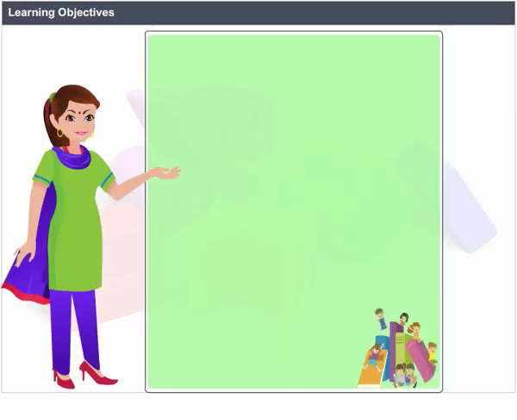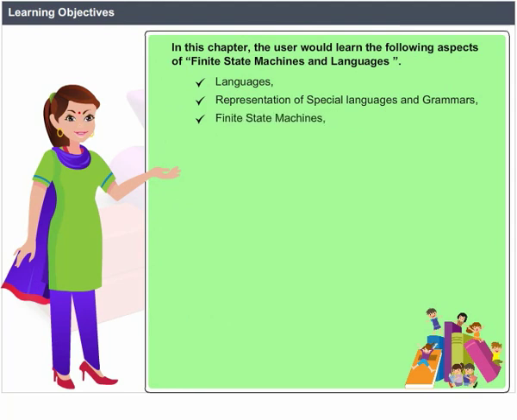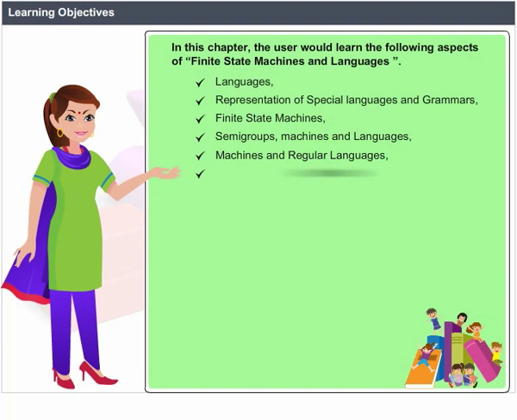Learning objectives. In this chapter, the user would learn the following aspects of finite state machines and languages. Representation of special languages and grammars. Finite state machines. Semigroups, machines and languages. Machines and regular languages. Simplification of machines.